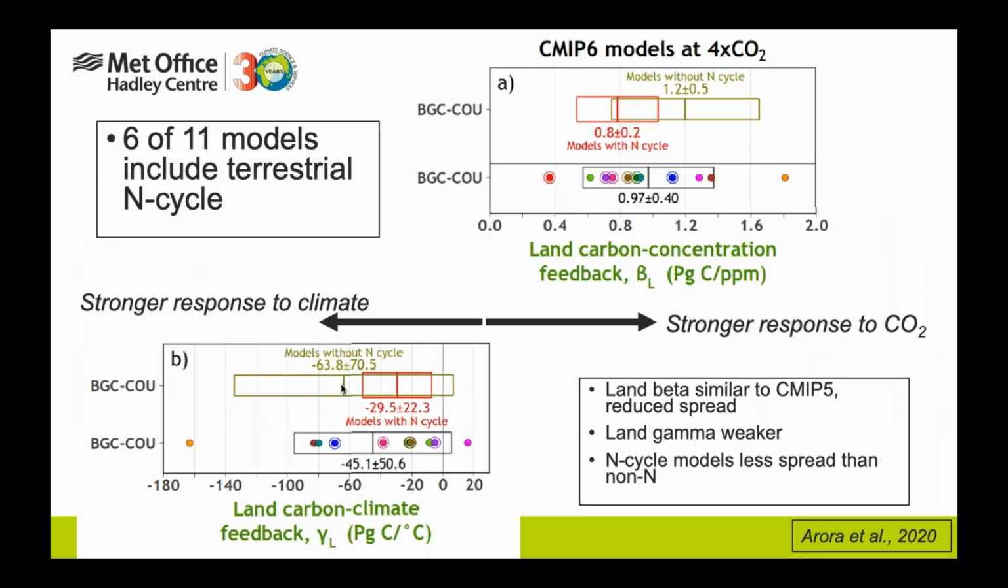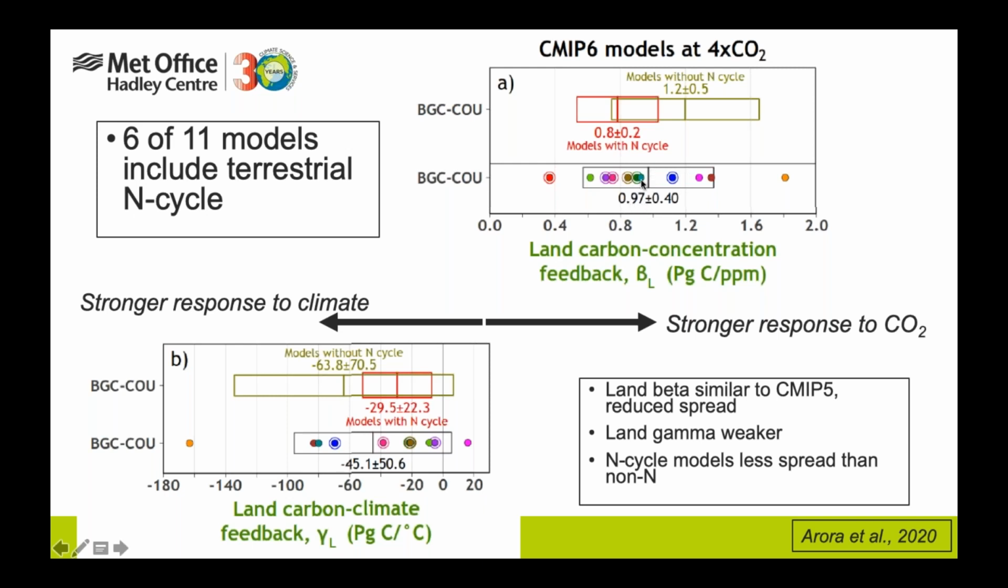So by looking at the model spread, on here, it's a slightly busy plot, so I'll try and explain this. The dots here are the strength of the beta term, so the land carbon response to CO2. As we move to the right, this is a stronger response to CO2, and each dot on here is a model. So you can see the multi-model mean of 0.97.